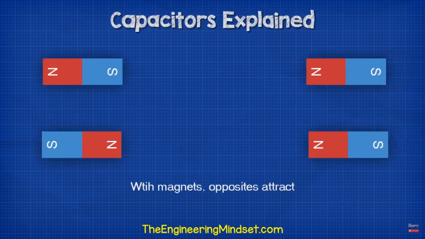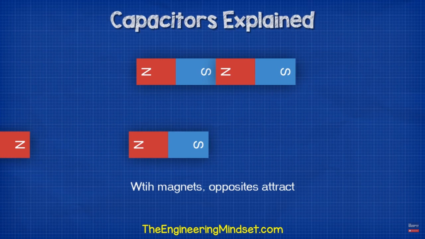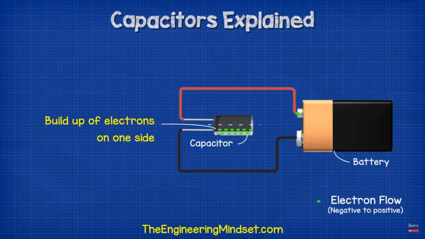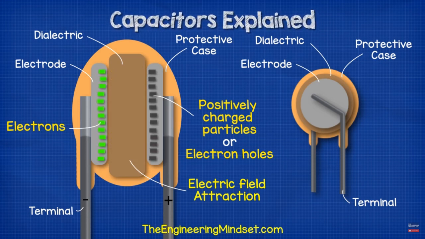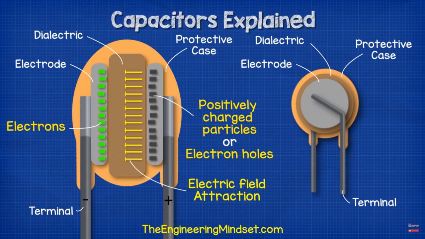If you remember with magnets, opposites attract and pull towards each other. The same occurs with the buildup of negatively charged electrons. They are attracted to the positively charged particles of their atoms on the opposite plate. They can never reach each other because of the insulating material. This pull between the two sides is an electric field which holds electrons in place until another path is made.